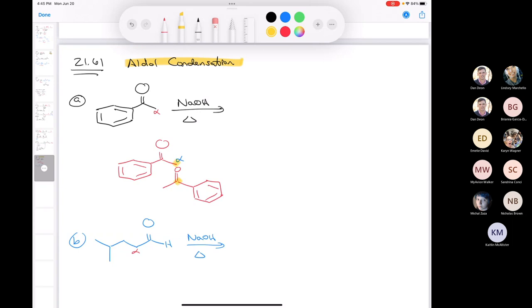Now you can see that if I draw this out, it would be the E product. So let's draw a product that we would get. We have our aromatic ring like this, and then we're going to have our double bond like this. On this side, we've got our methyl group, and on this side, we have our aromatic ring, just like that. And just like that is done. That's all there is to it. Draw the aldol condensation product.